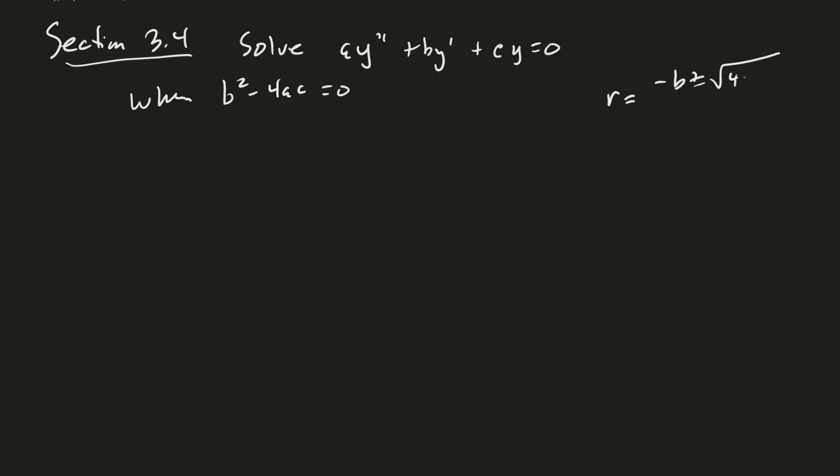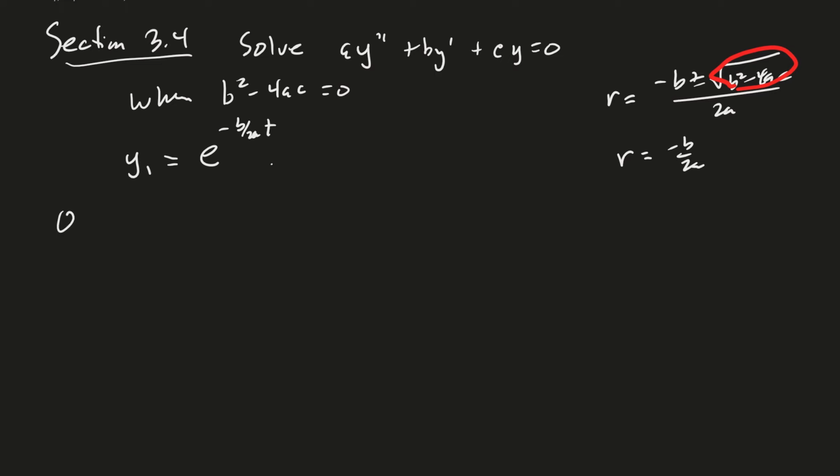from the quadratic formula will be given by that, right? So if b squared minus 4ac is equal to 0, that means this part's equal to 0, then your r is just going to be a single real value, minus b over 2a. And so far from our ansatz, we know that we can write one of our solutions then as e to the minus b over 2a t.